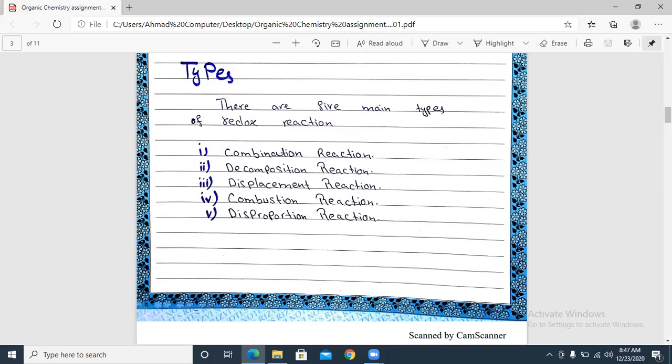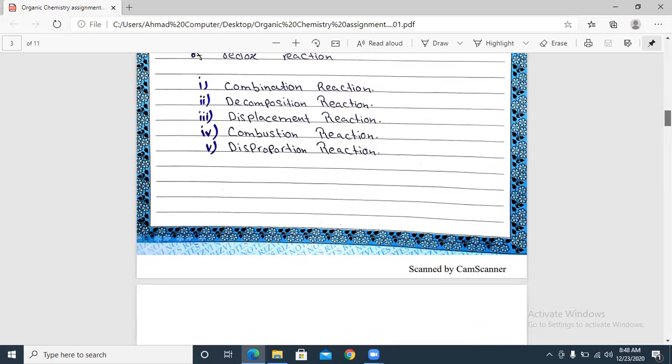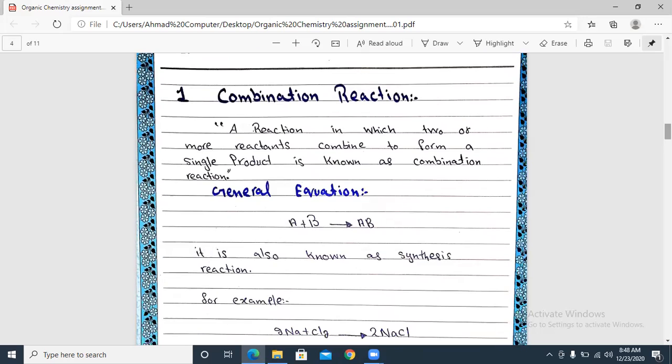If we discuss the types of reactions, there are five main types: combination reaction, decomposition reaction, displacement reaction, the fourth one is combustion reaction, and the fifth one is disproportionation reaction. Now we talk about the combination reaction, in which two or more reactants combine to form a single product. Its general equation is A plus B gives AB, and it is also known as a synthesis reaction.